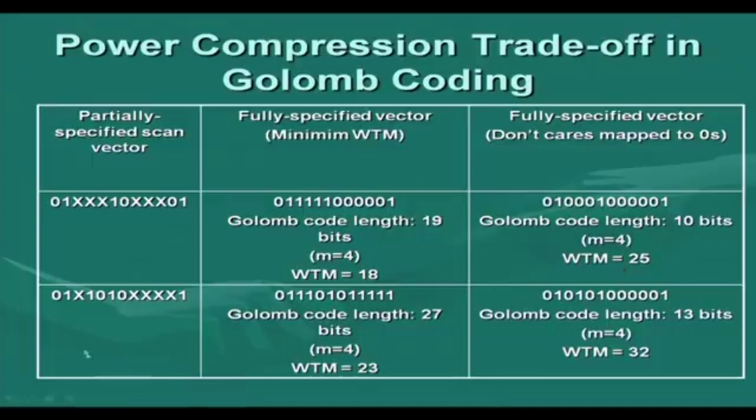On the other hand, say another example, this pattern, then again the same thing. If you fill it up for minimum weighted transition metric, this will be the fill, and the Golomb code length will be 27 bits and the weighted transition metric value is 23. Whereas if you fill for compression, then the code length can be 13 and the transition metric value can be 32. So there is a huge difference.